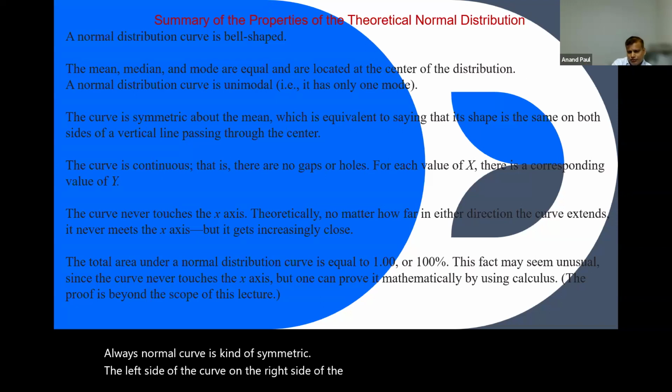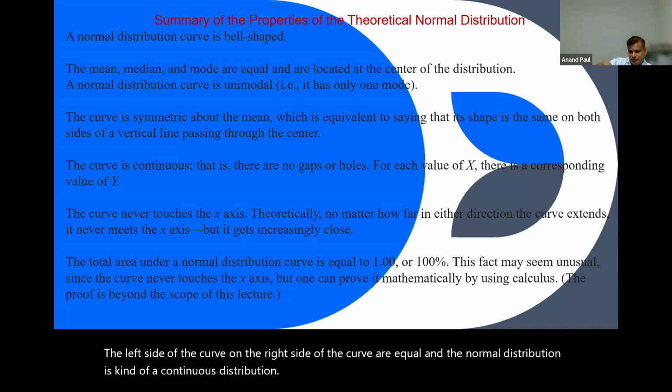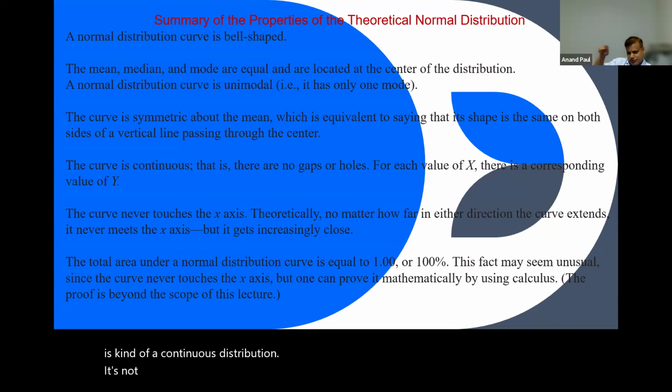And the normal distribution is a continuous distribution. It's not a discrete one, it's a continuous distribution. There are no gaps or no jumps. The curve is smooth.